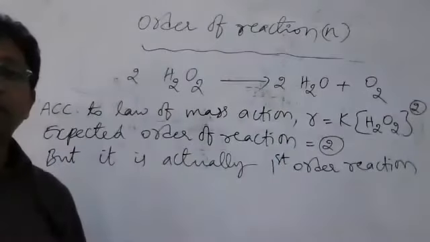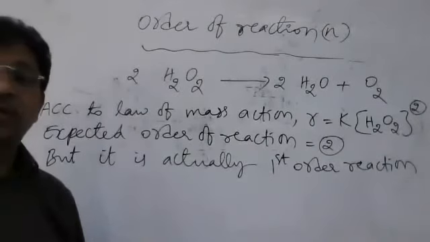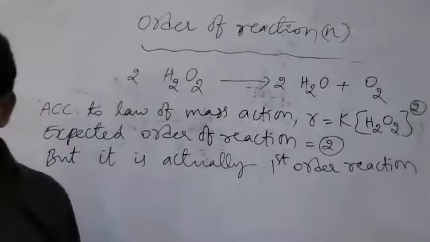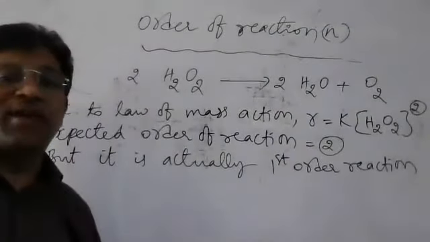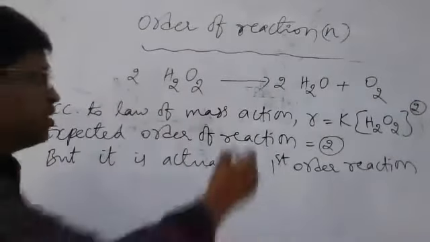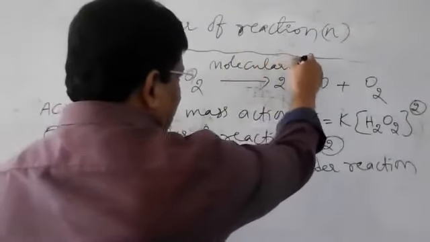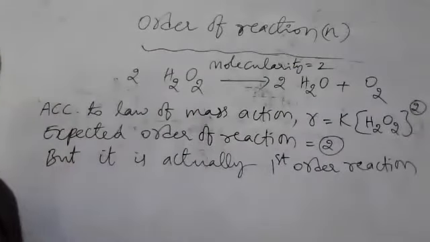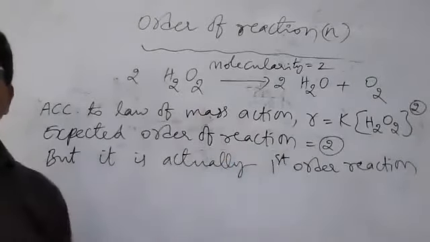How to get the order of reaction? We have to get the order of reaction only by experiment. Order of reaction is always an experimental value, but molecularity of a reaction is a theoretical value. For this reaction, molecularity is equal to 2, but the order of reaction is 1 here. It appears that the order of reaction is 2.